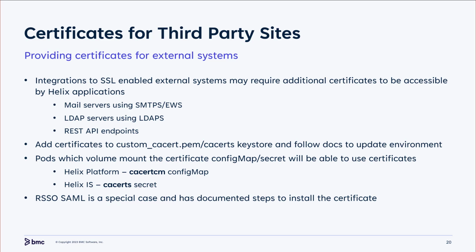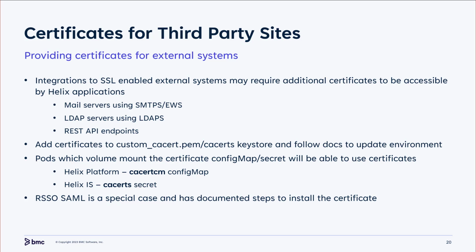The exception at the bottom of the screen there is for our SSO. If you're using SAML authentication or a SAML integration with our SSO, there's a separate process, there's a separate file used for passing the certificate for that into our SSO. But for everything else, it goes into the custom CA cert.pem.